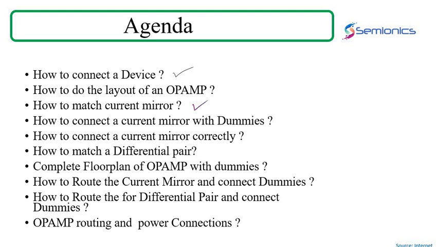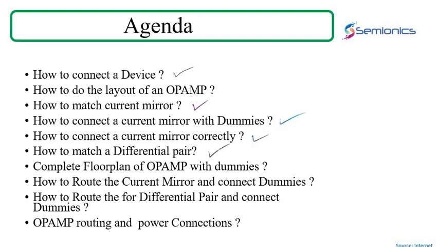Then again, how to connect the dummies, what's the importance of connecting the dummies, and how to make a connection correctly. We know that in our current mirror we have a diode-connected device. It's got its gate and drain connected, but there's a specific way to make a connection when you're doing the layout. Let's look into that as well.